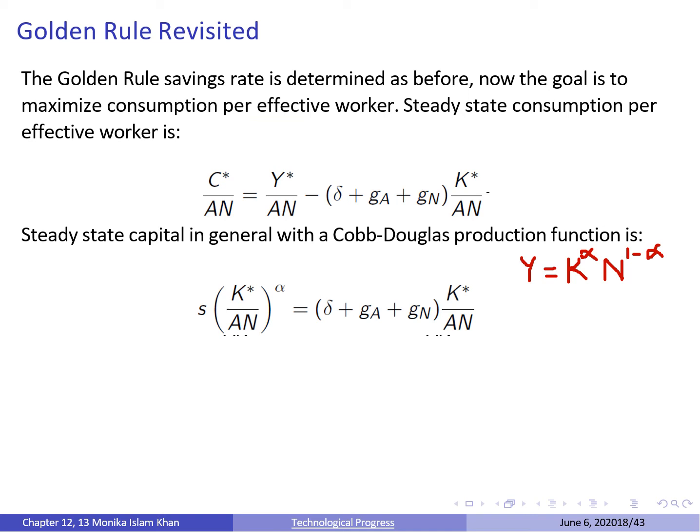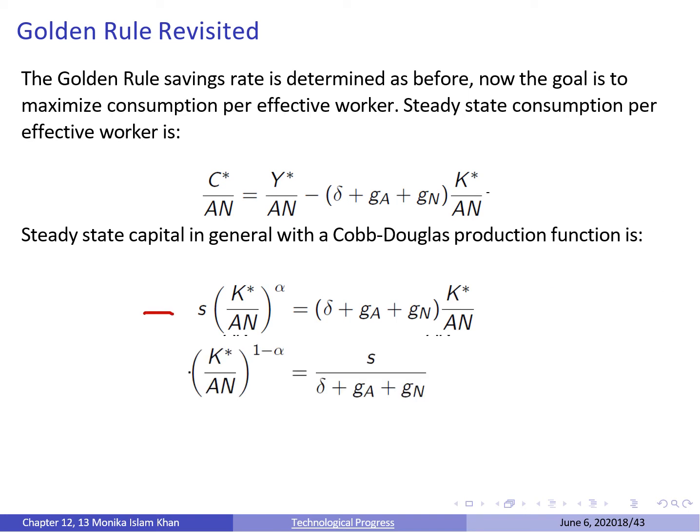So the first step to find consumption per effective worker at the steady state is to find capital per effective worker at the steady state. In order to do that, we're going to use this production function. This is your standard Cobb-Douglas production function. Then, using it, we will plug in our steady state condition. Once we have this equation, we can bring all the capital per effective worker terms to one side and all the other parameters to the other side, and then solve for K star over AN, or capital per effective worker.